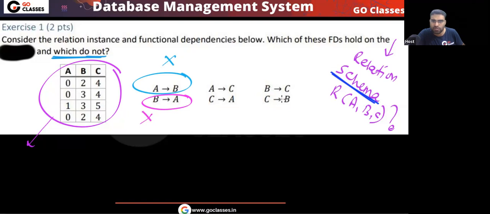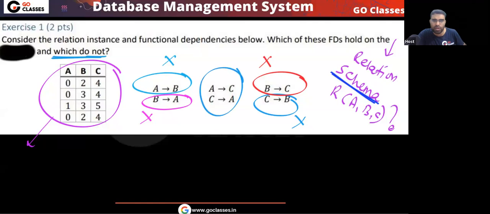What about this one? C determining B. This also does not satisfy. What about B determining C? This also does not satisfy. What about A determining C and C determining A? They may or may not. Yes or no? See, they may or may not.